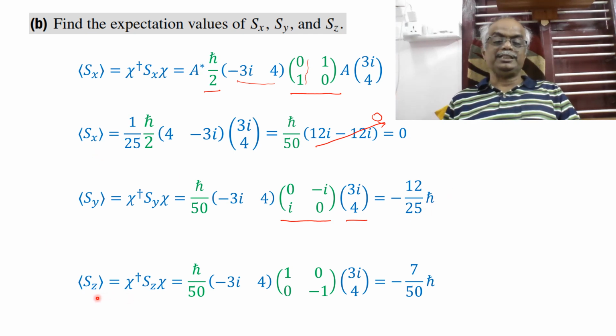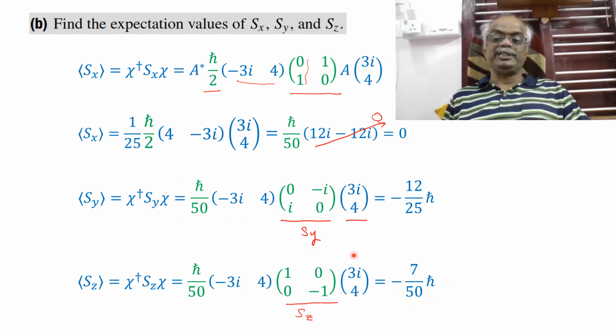Same thing for the Sz matrix. This is h cross over 25, this row matrix, and the Sz matrix. Like here, this is the Sy matrix, and here, this is the Sz matrix. And if you multiply, it's a simple and straightforward multiplication. If you multiply and simplify it, you will get minus 7/50 h cross. So these are the expectation values of the Sx, Sy, Sz matrices. So except Sx, all are non-zero values.